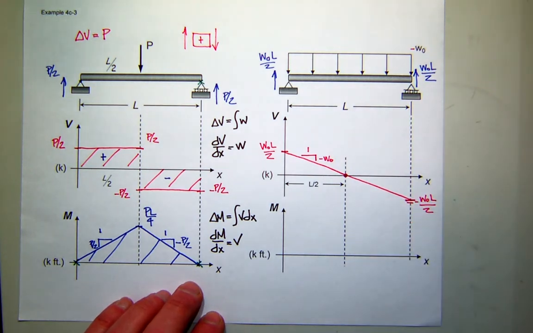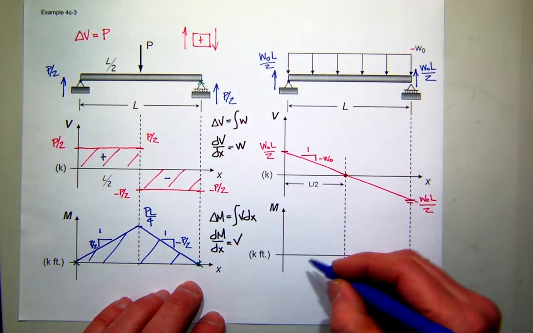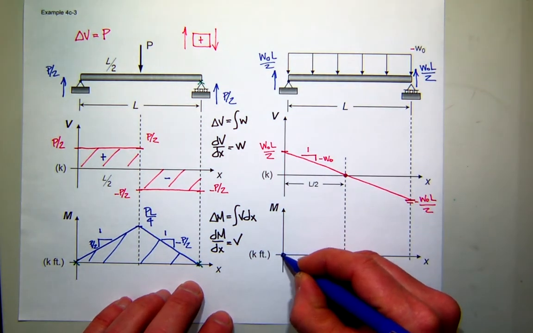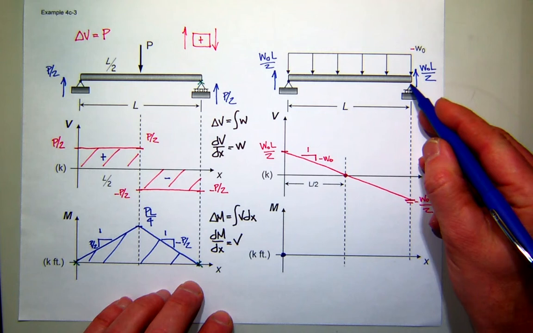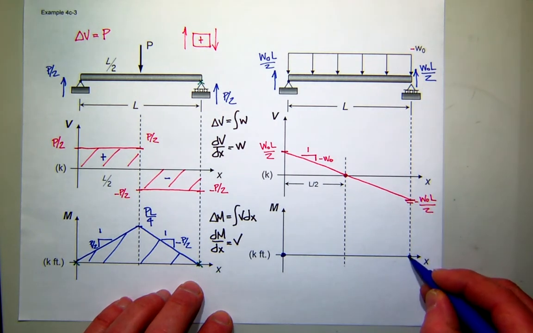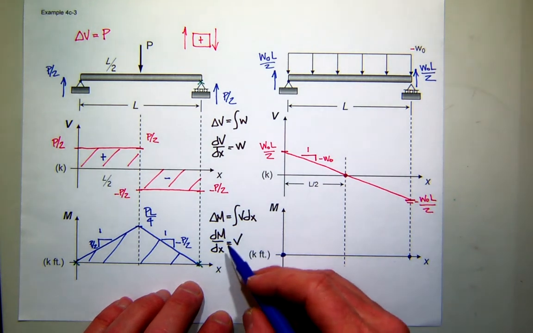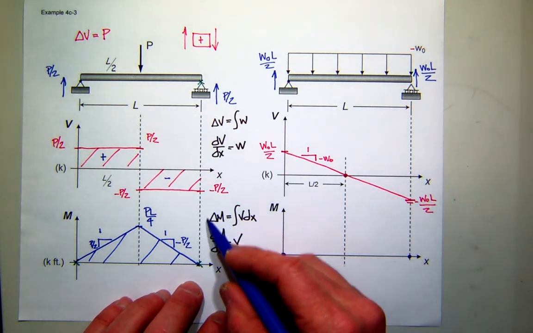Let's do the moment now. So what's the moment on the left side, starting at the hinge? 0. Do we know the moment at the right side at the roller? 0. All right, here we go. The change in moment is the area under the shear diagram.